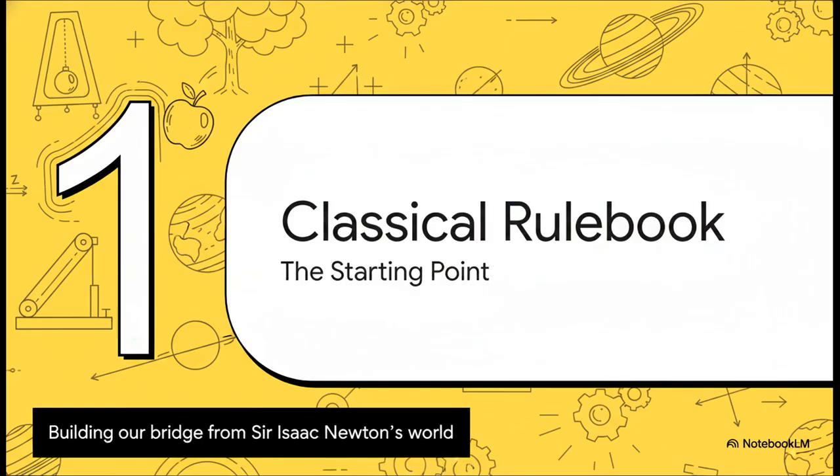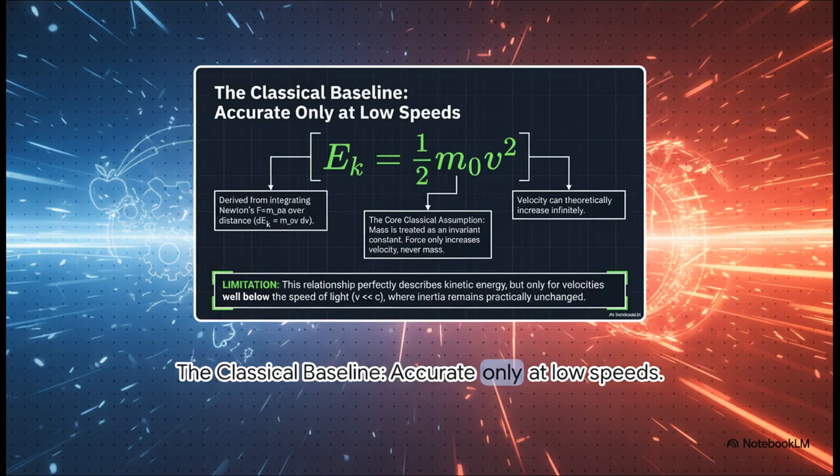Okay, so to build our bridge, we've got to start by laying the foundation on one side. And that side is the familiar world of Sir Isaac Newton and good old classical physics. You probably remember this one from high school physics, right? Kinetic energy equals 1/2 mass times velocity squared. It comes straight from Newton's F equals ma, and you know what? It works perfectly for pretty much everything in our daily lives. Cars, baseballs, you name it.